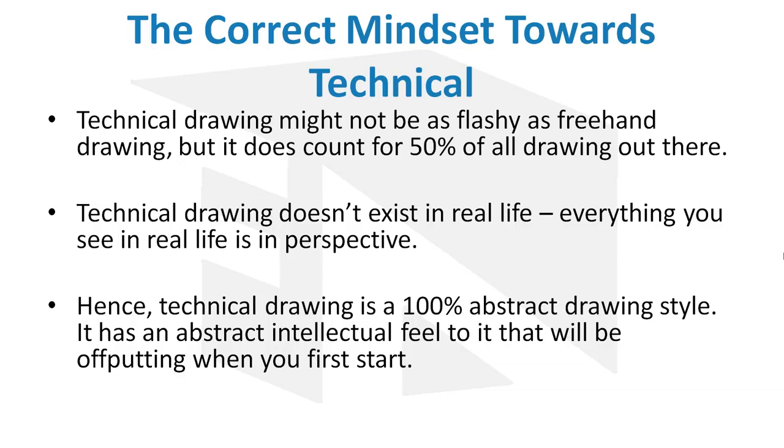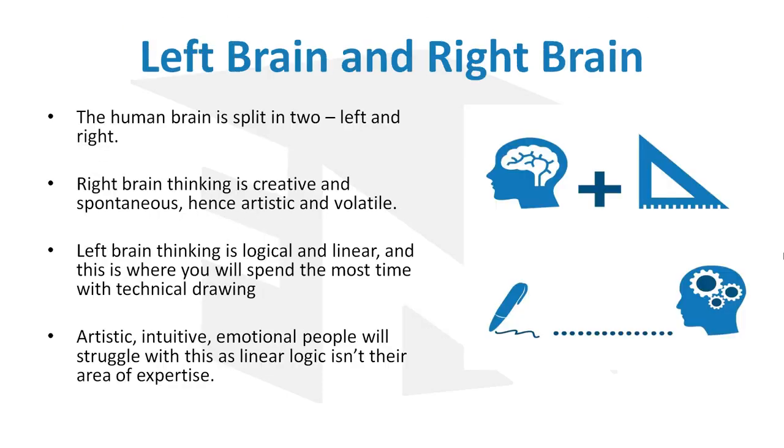Right, so let's think about that for a second. Because it is 100% abstract, then obviously it's going to imply that you need a certain type of logically abstract mind to make it work. Okay, let's go for the left brain and the right brain comparison, right?